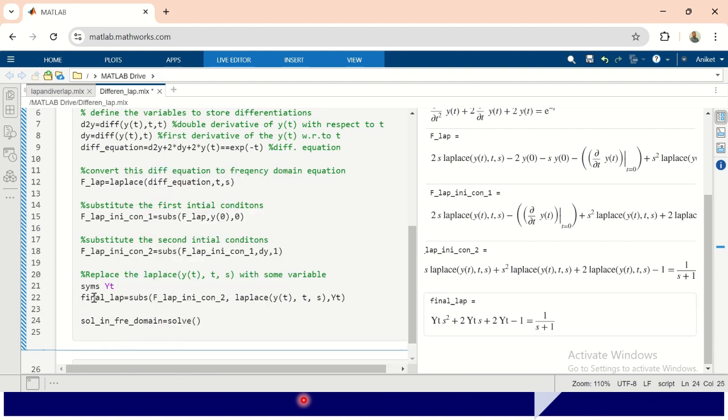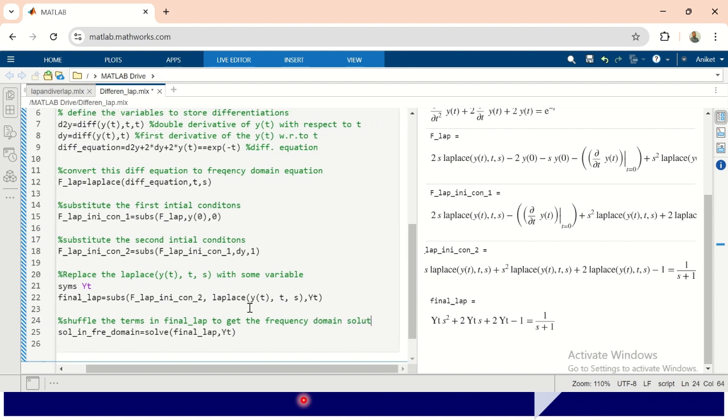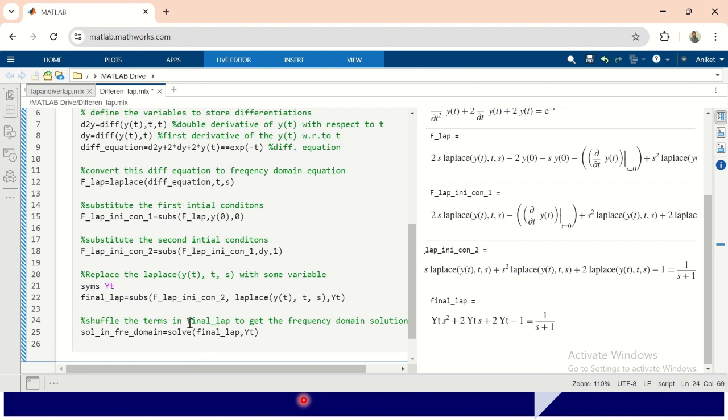Now what we have to solve? We have to solve this final lap, and we have to solve it for yt. Shuffle the terms in final lap to get the final frequency domain solution. So to do this, we are going to use this solve function for yt. Okay, and just do this.